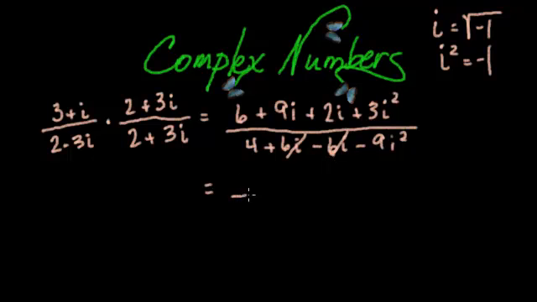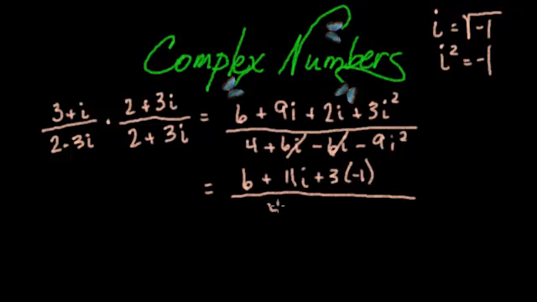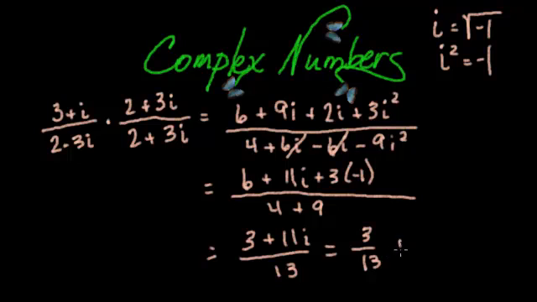Simplifying all of this mess, I'll get 6 plus 11i plus 3 times a negative 1. And then I've got 4. And then it's minus 9 times a negative 1. That will yield me 4 plus 9. So I'll get a plus 9 there. And then I get 6 plus negative 3. That's 3 plus 11i. Almost done. All over 13. And splitting this up so that it's in complex number standard form, I have 3 over 13, that's the real part, plus 11 over 13, that's the imaginary part, i.